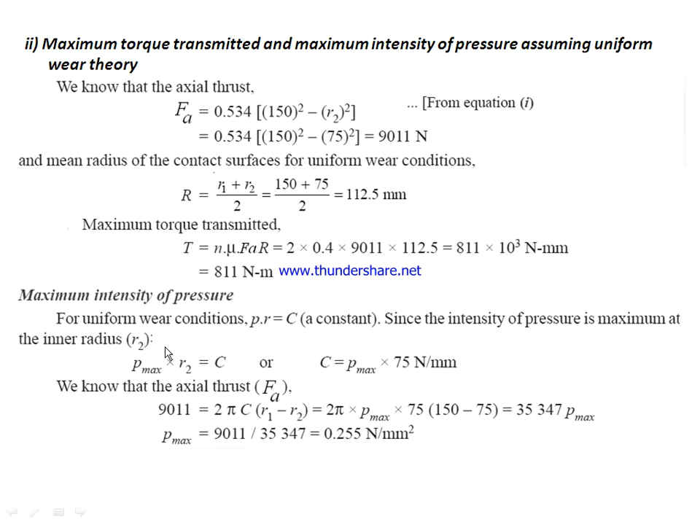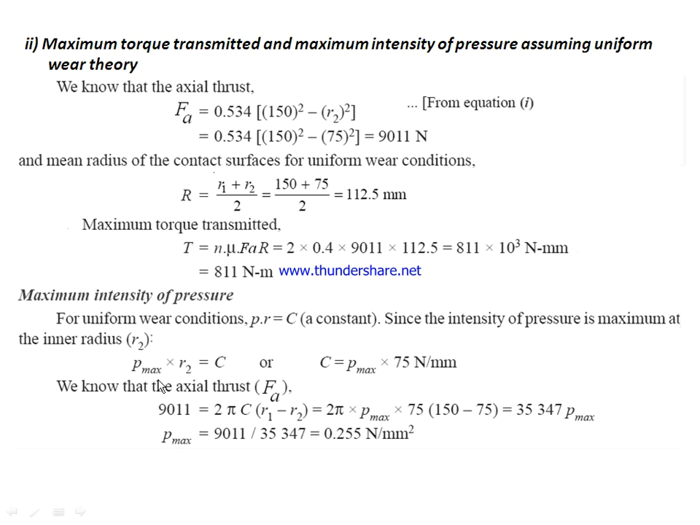Now, in order to determine the maximum intensity of pressure by using the uniform wear theory, for the uniform wear conditions, we know that the product P into R equal to C, a constant. Now since the intensity of pressure is maximum at the inner radius, means near the axis, hence we can write P max into R2 equal to C, or C equal to P max into 75 Newton per millimeter.